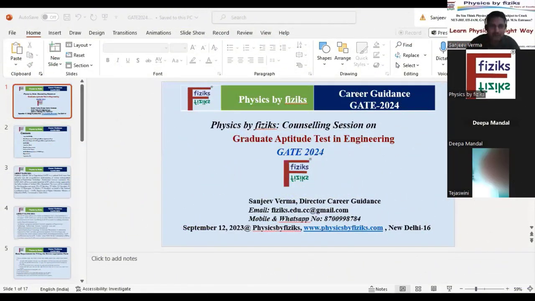Sir, is GATE qualification also a criterion for assistant professor? No. Only clearing NET. Yes.